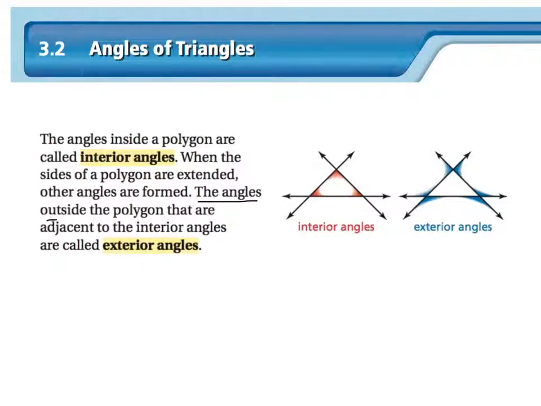The angles outside the polygon that are adjacent to the interior angles. Remember what adjacent is: adjacent angles share a common side and vertex. Represented here in blue, these are all exterior angles. This is not an exterior angle because it is not adjacent, it's vertical.